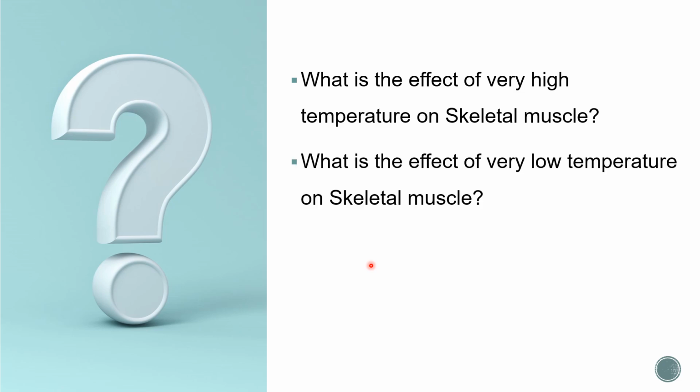Next, the question that may be asked is, what is the effect of very low temperature on skeletal muscle? If the temperature is very low, below 0 degrees Celsius, there will be a decrease in the metabolism of the cell. It might also lead to formation of crystals in between the cells. And so there will be a kind of denaturation, as we have seen in the case of high temperature. Similarly here also, the proteins are going to get denatured and the muscle will be in a state of sustained contraction. This type of contraction we call cold rigor.